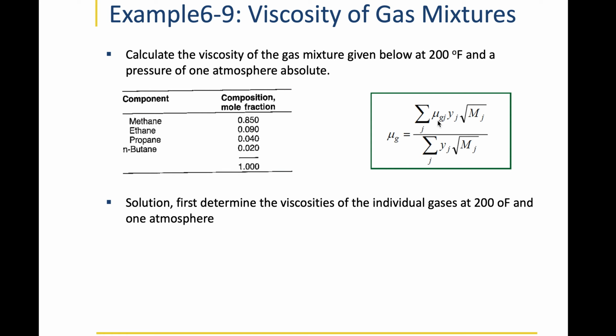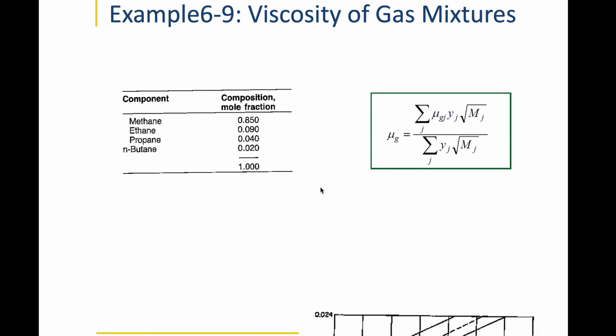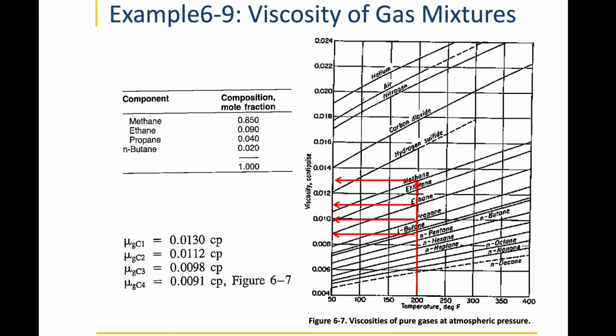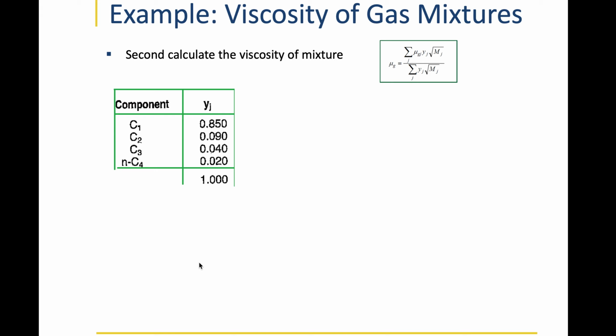To find the gas viscosity, the temperature was given as 200, so I can use figure 6.7. At 200 degrees Fahrenheit, I draw a line, and I read the viscosity of every single component: methane, ethane, propane, and n-butane. So I read all these viscosities from figure 6.7. So I have the viscosities. The mole fractions were given.